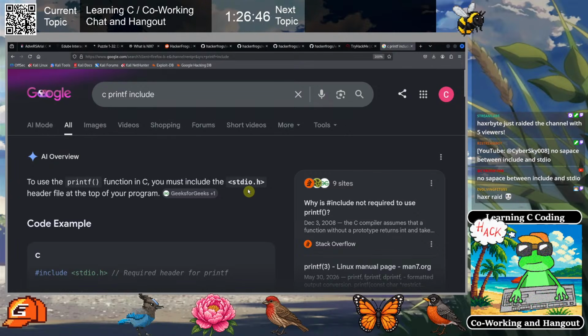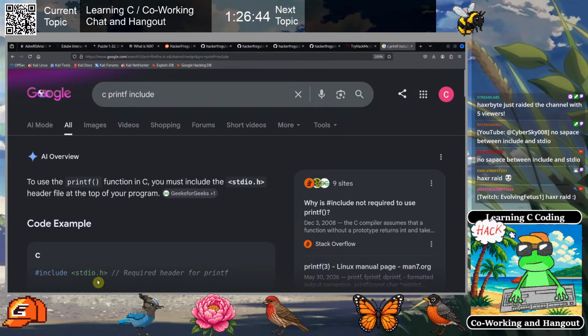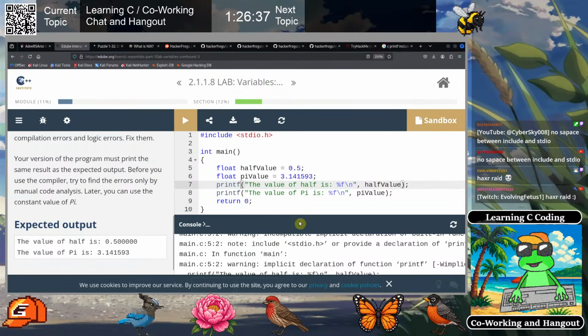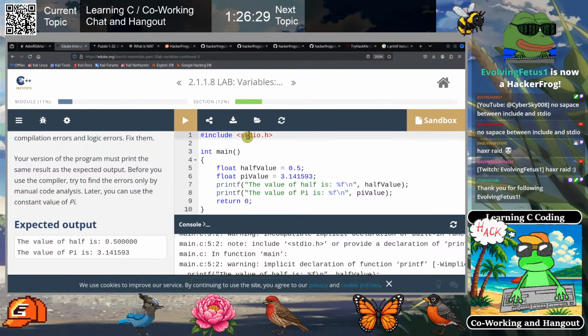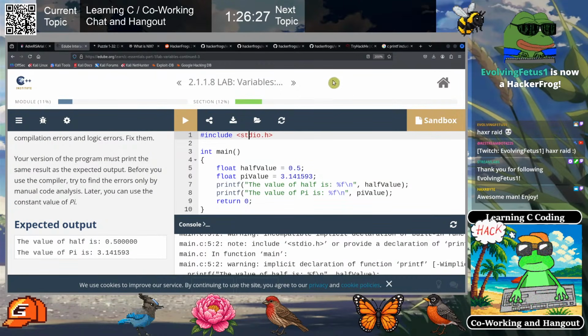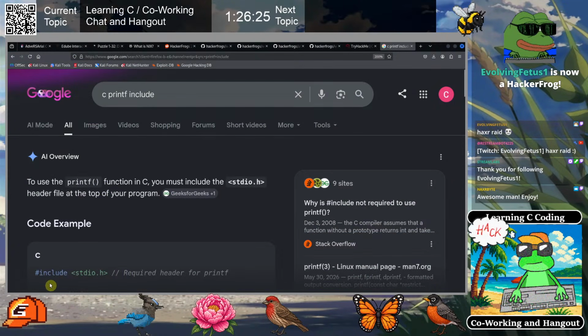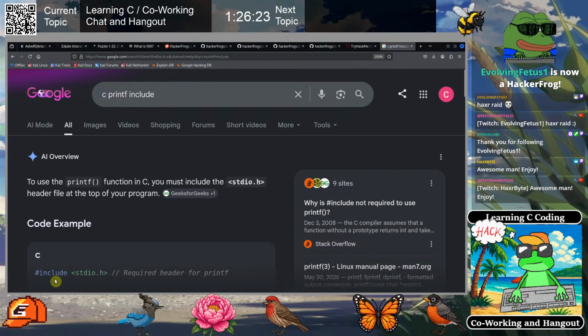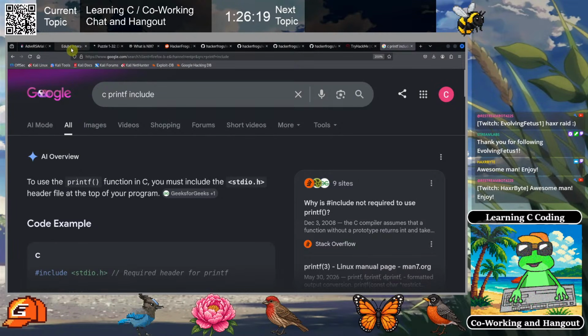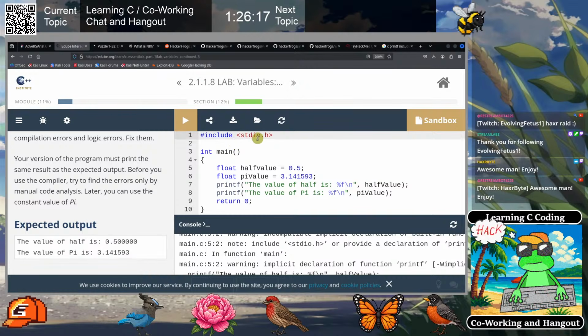Okay, standard header. So it includes stdio.h. Yeah, what's wrong with what I've got right now? Implicit declaration of function printf. What am I missing here? Stdio.h. Let me double check that. Hashtag include stdio.h.